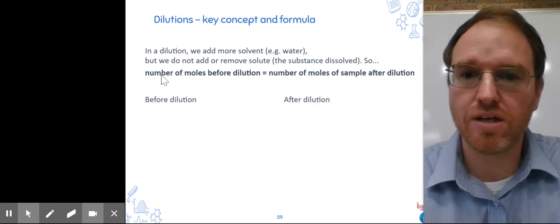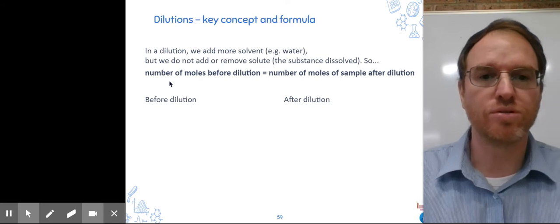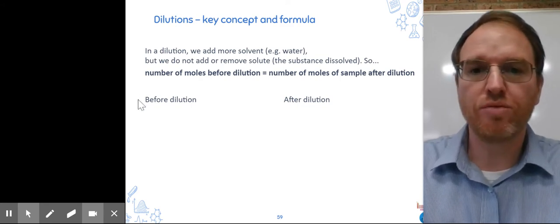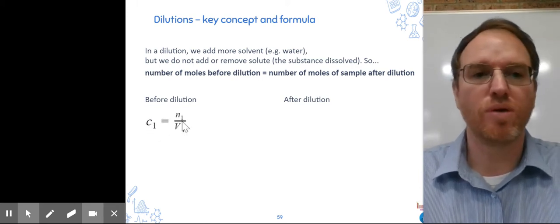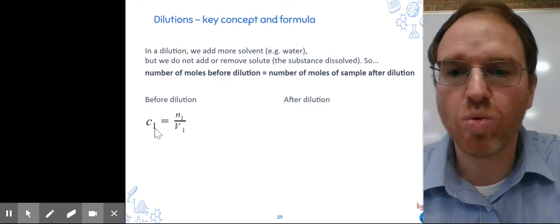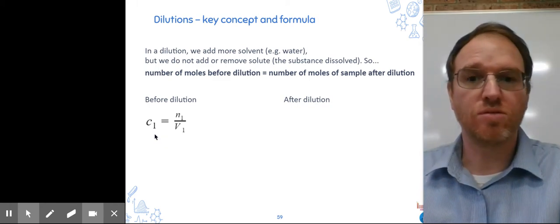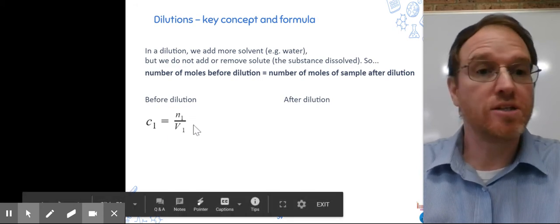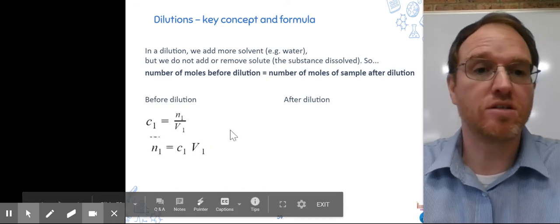So I put here the key concept: the number of moles before dilution equals the number of moles of sample after dilution. And that allows you to do the calculations. So before the dilution, what's the concentration? Well, concentration is number of moles over volume. We've put a little 1 just to mean that's the first state that it was in, or the initial state. The concentration was moles over volume. We can rearrange it to find how many moles are in a particular substance. It's just concentration times volume.